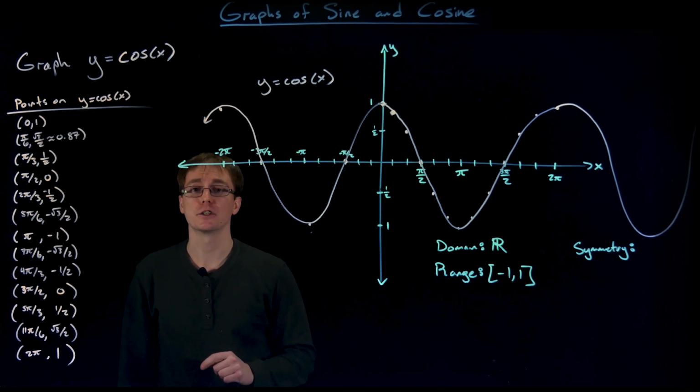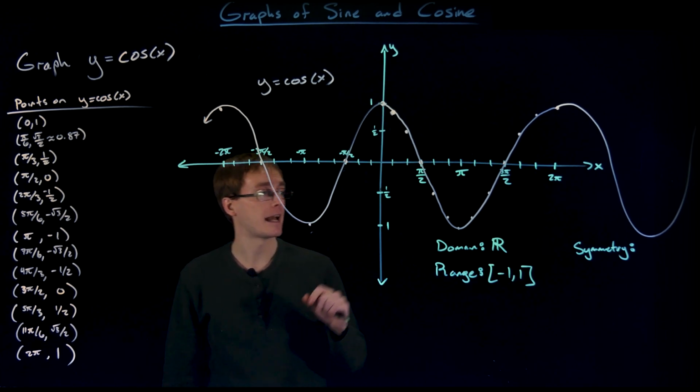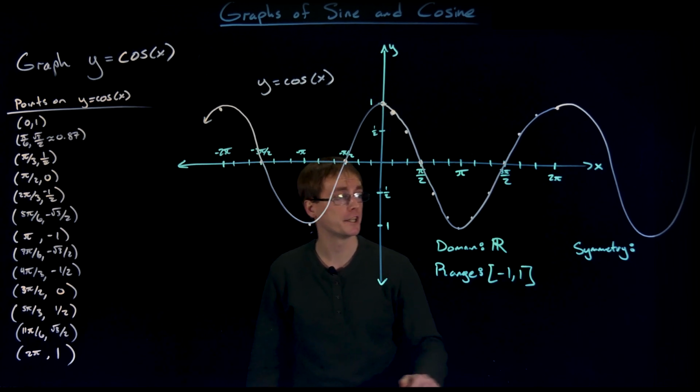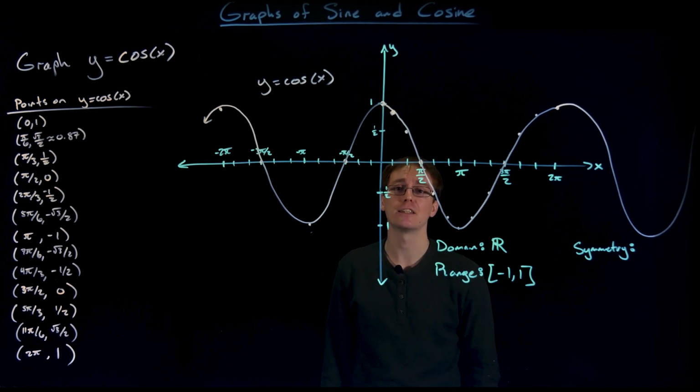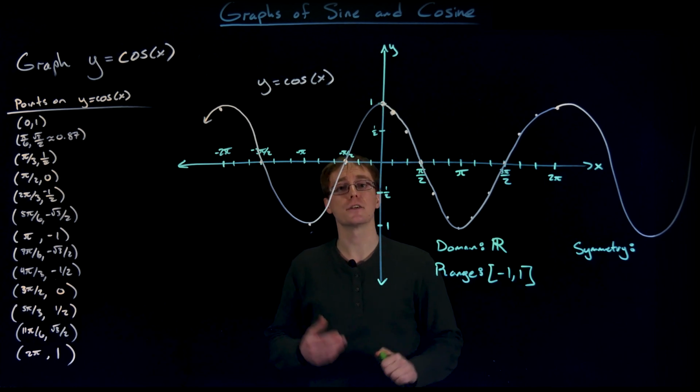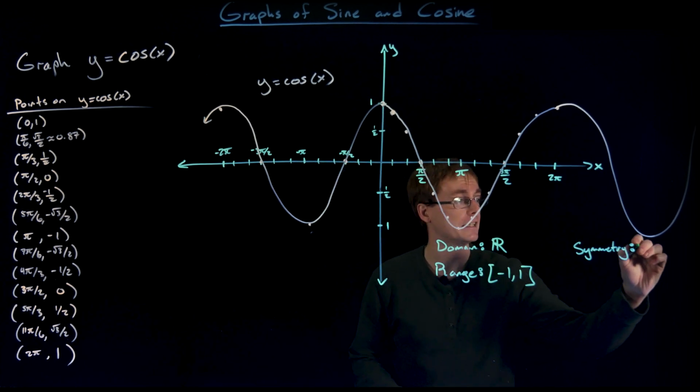So our sine function, remember, had that odd symmetry. It had that rotational symmetry about the origin. Our cosine function does not exhibit odd symmetry. It exhibits the other type of symmetry, that is that even symmetry.